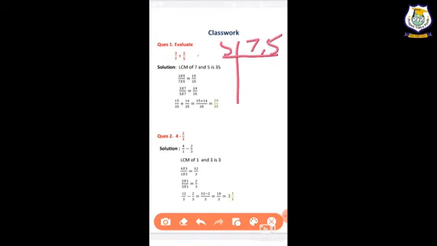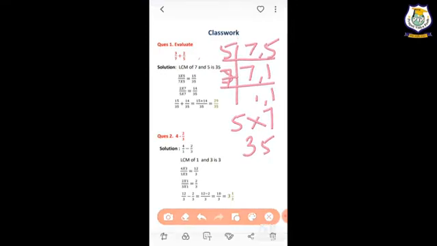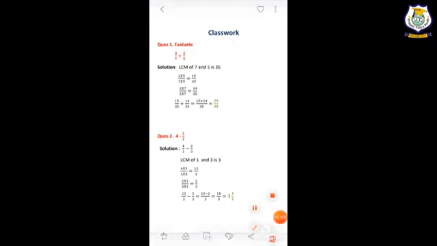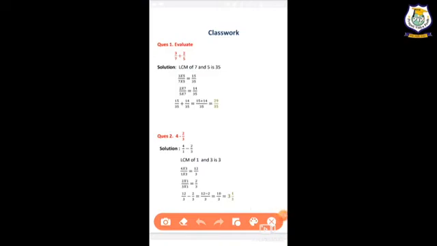First we divide by 5: 5, 7 and 1, then 7, 1 and 1. So 5 multiplied by 7 is 35. It means the LCM is 35, right? Now we will have to make the denominator 35. So in the 7 table, how many times does 35 come? 5 times. It means you will have to multiply both numerator and denominator by 5, so it's 15 by 35.